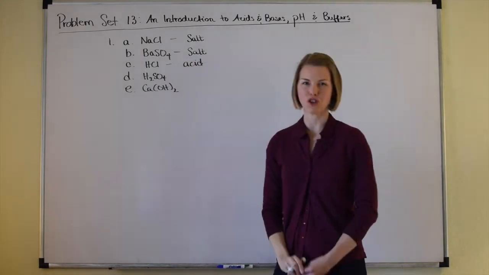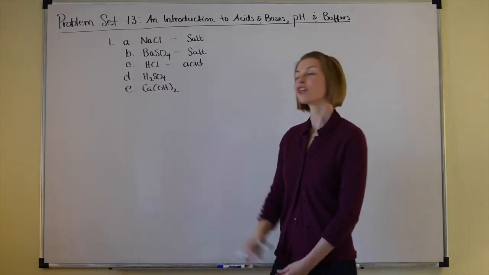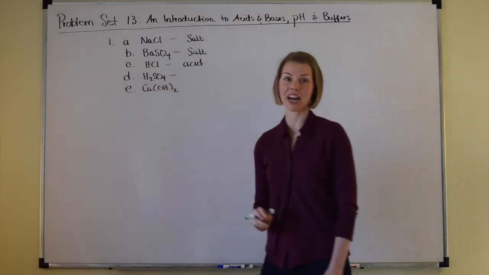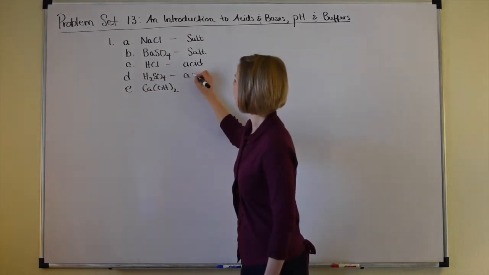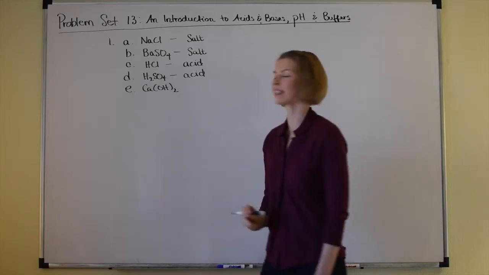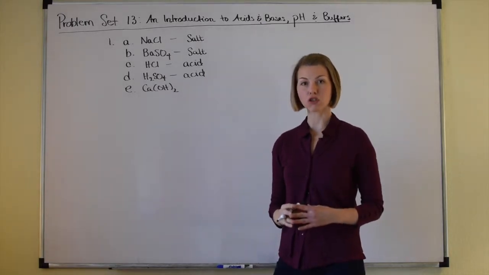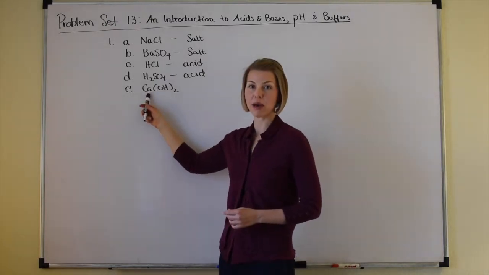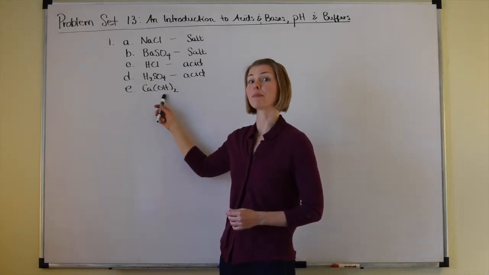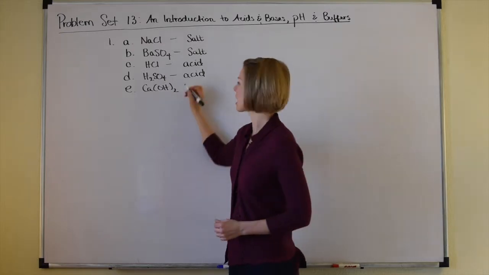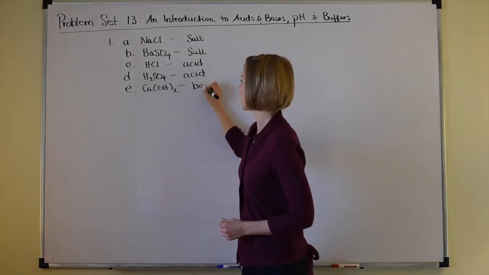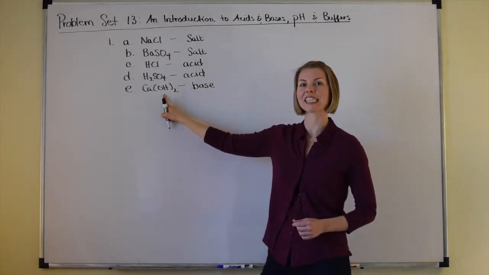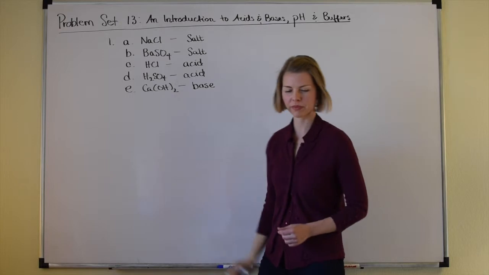In fact, it is a strong acid. Sulfuric acid, also in the name, has two acidic hydrogens. And so we're going to go ahead and write here, acid. Calcium hydroxide. Remember that your group 1A and group 2A metal hydroxides are strong bases. Calcium hydroxide is definitely a base. It will produce lots of hydroxide anions in aqueous solution.